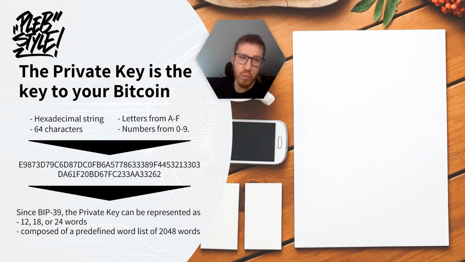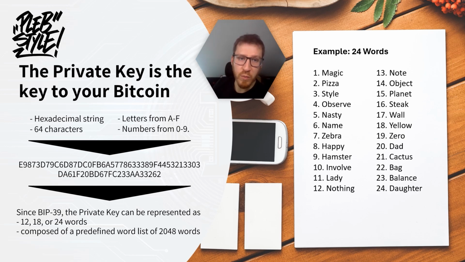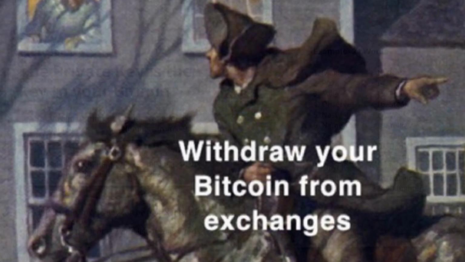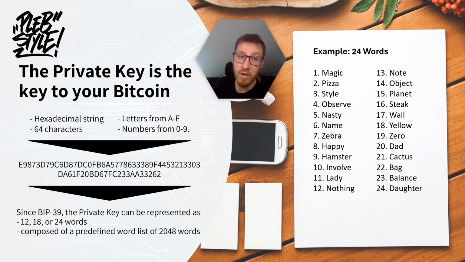Let's take a look at one example. So here you can see 24 words that could make up a private key. If you have never seen a word list like that, chances are that you're not holding your own keys and your Bitcoin are lying on an exchange or somewhere with a custodial. You do not truly own your Bitcoin. Someone else is holding them for you.